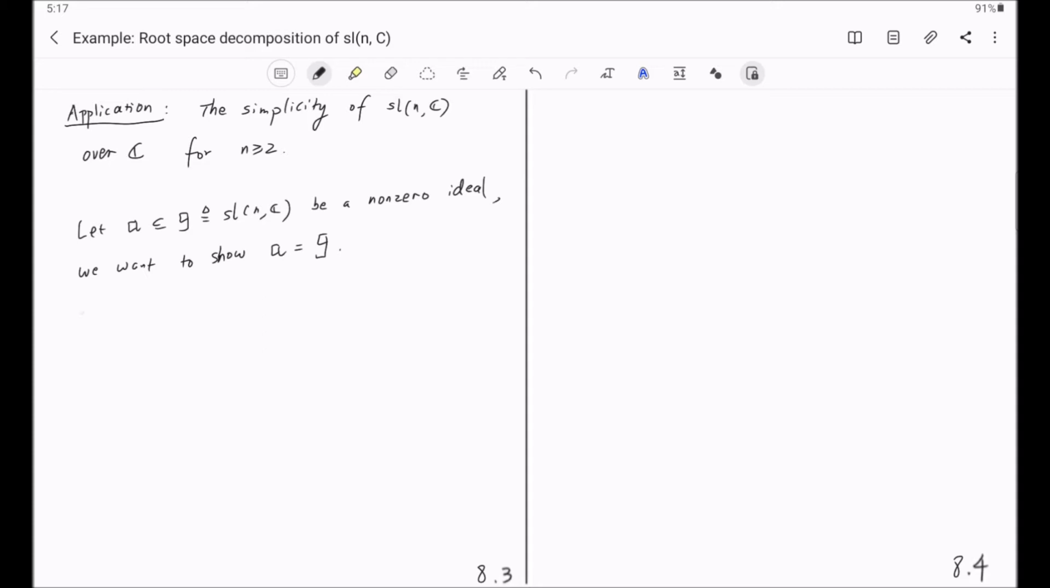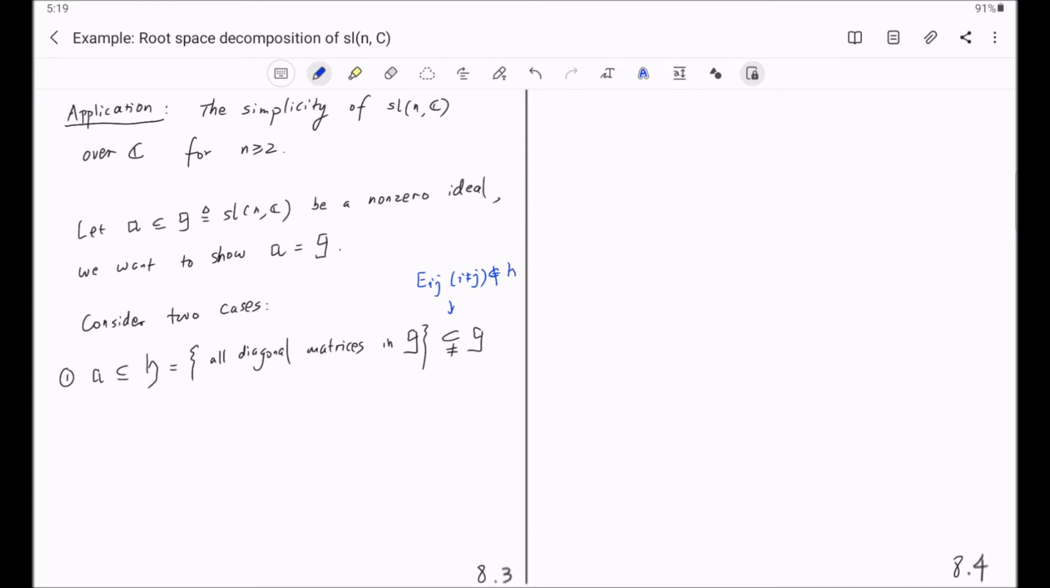We consider the following two cases. Case 1. If this ideal A is contained in H, remember the H denotes the Lie subalgebra of all the diagonal matrices in G. And this H, remember, is properly contained in G. This H is not the whole G, because those E_ij's for i not equal to j are not in H, but they are in G, because the diagonal entries are all equal to 0. In particular, the trace is equal to 0.